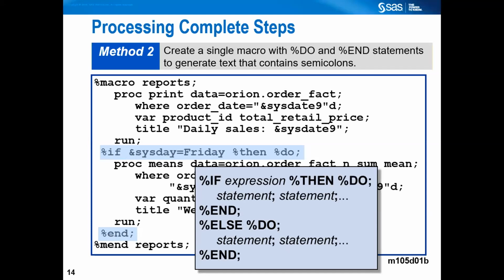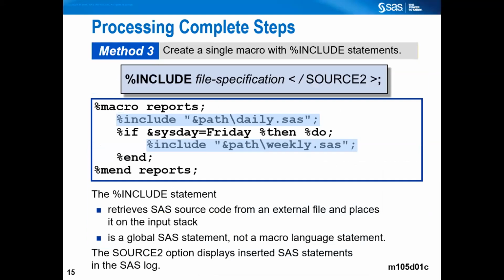Great, understood? Same thing, but in a single macro. You are writing %macro report, writing proc print, giving the condition with %then %do. Why? Because on a single condition you are writing multiple statements, and because it's a %then %do, it's a group of statements, so it has to end with %end. %mend report.